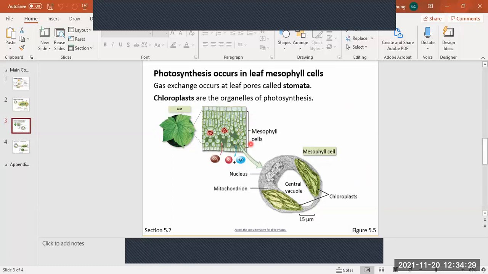The oxygen that has been produced as a byproduct of photolysis in the light-dependent reaction can leave through stomata, which are openings on the bottom of that leaf, and the carbon dioxide from the air, which is needed in the carbon reaction to make a glucose molecule, can then enter.